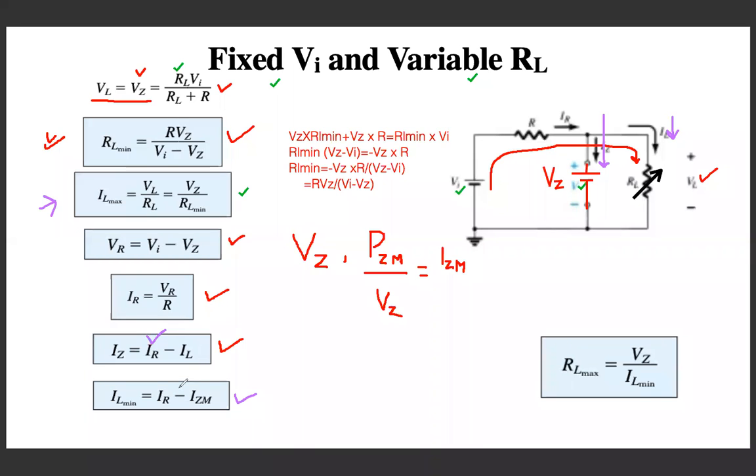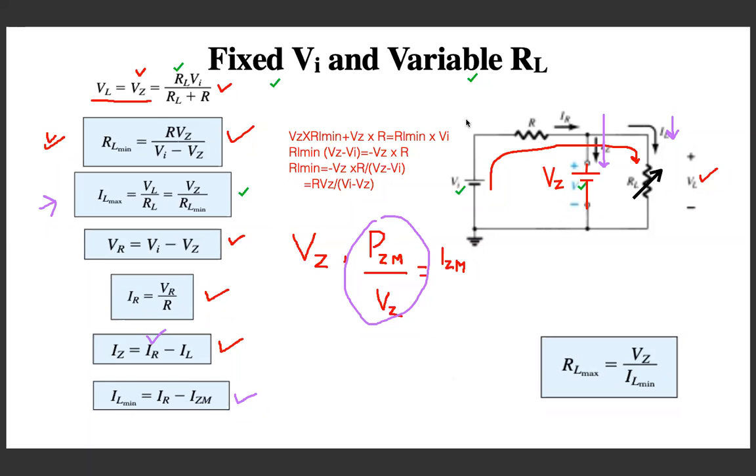Minimum value. To find out the minimum value of the load current through the load resistance, you have to take into account the value of IZ, the maximum value of Zener diode current, and that will be calculated from this equation, and this will be given to you. Okay, now that we have calculated the minimum value of load current, the minimum current will flow through the load resistance. In that case, the value of resistance will be maximum.